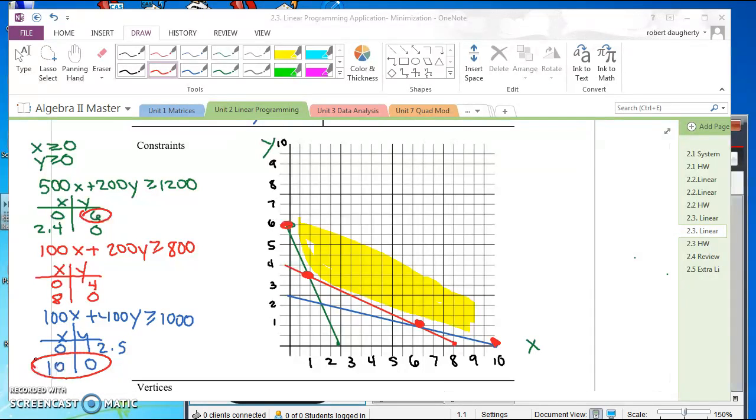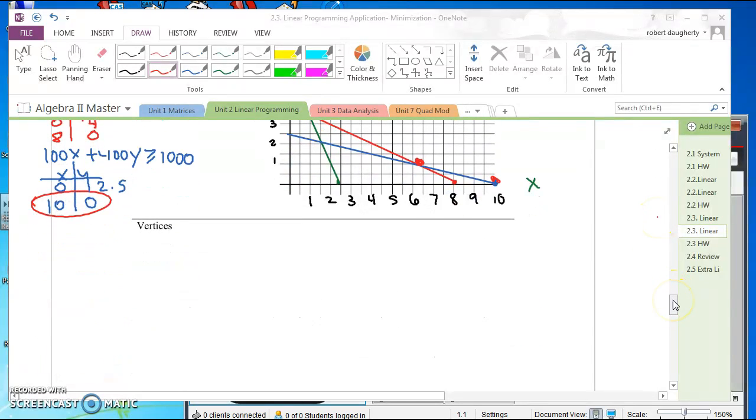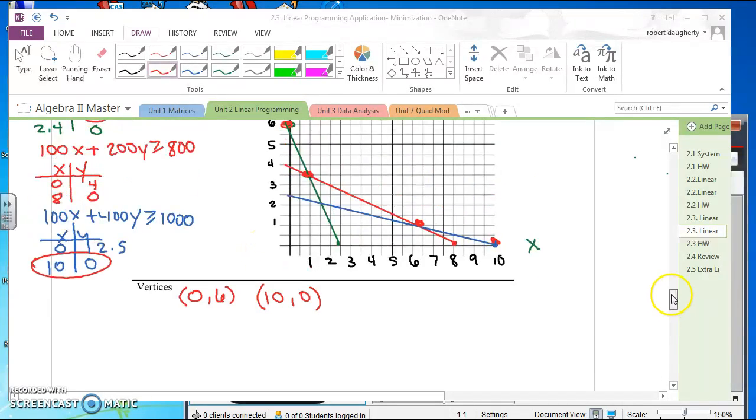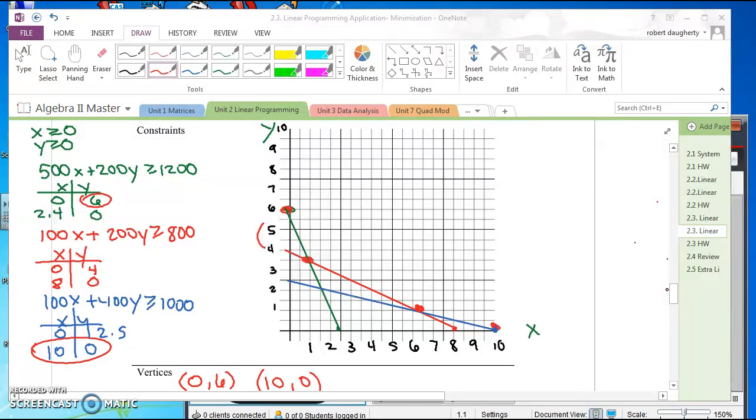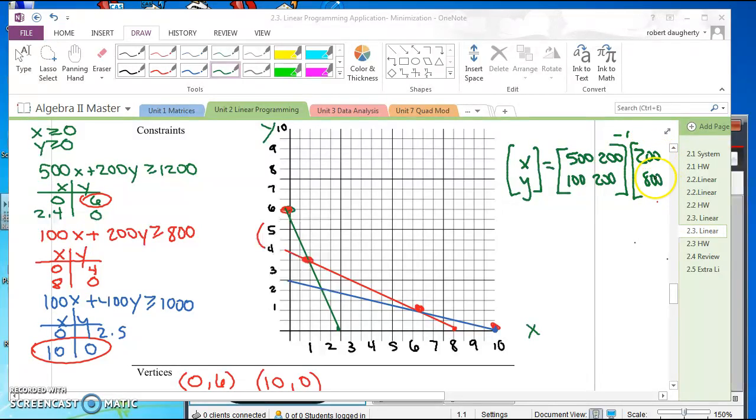Now I just need to find the intersection points. So let me write down the ones that I know. I've got 0, 6, and 10, 0. So what I need to find is the intersection of, it looks like the green line and the red line, and then the intersection of the red line and the blue line. So for the green line and the red line, I can do that with matrices. So I can say that xy is equal to the inverse of the matrix 500, 200, 100, 200 times 200, 800. So that will give me the XY point for the intersection of the red and the green.